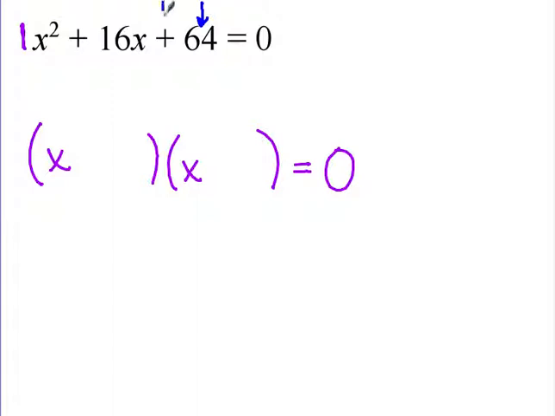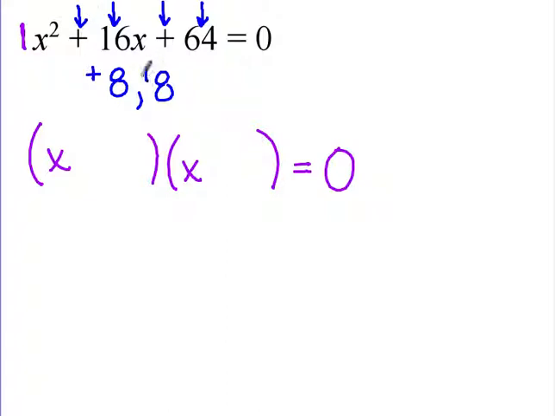This will tell me they add to, and this will tell me the number that they add to. So two factors of 64 that add to 16. 8 and 8. Now the last step I need to do is utilize this plus sign. That's the only thing I haven't utilized yet. I have to somehow get a plus 16 from 8 and 8.